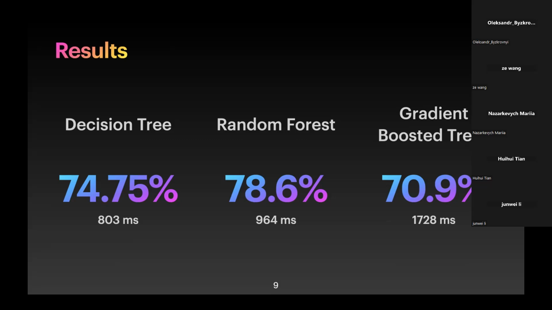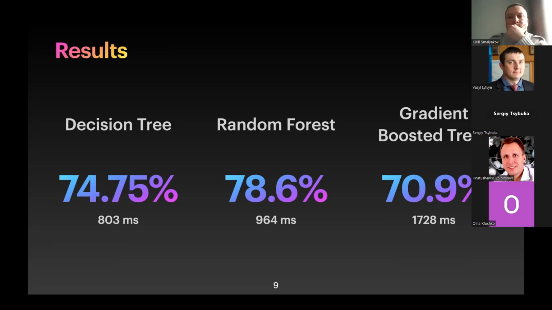0.6%. The training time for the gradient boosted trees model is 1.728 seconds, and the model achieved an overall accuracy of 70.9%.